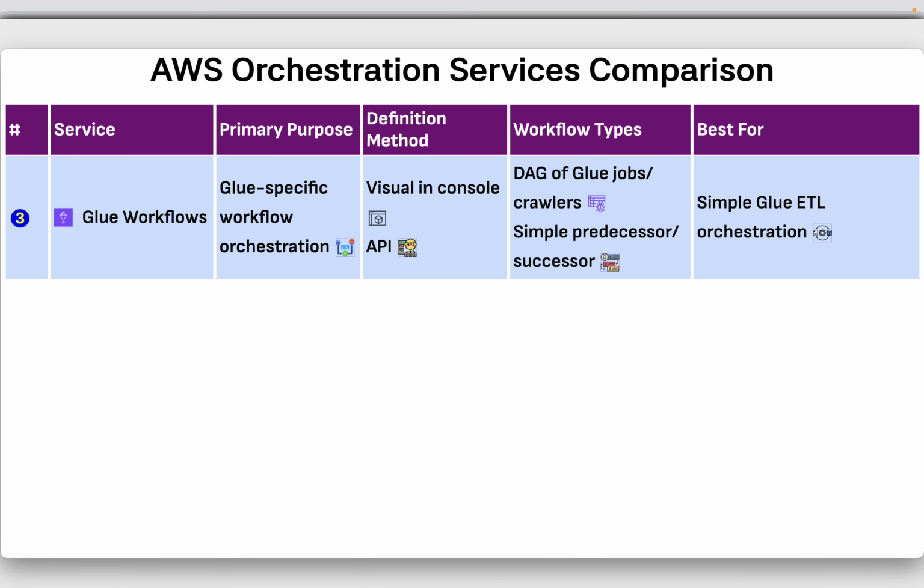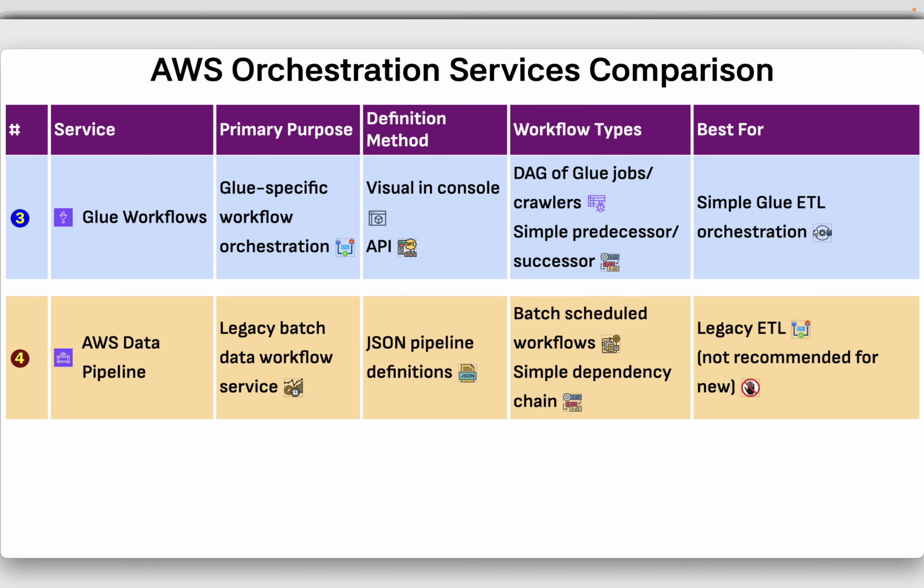Next one, Glue workflows. Glue also has its own workflow system. Primary purpose: Glue specific workflow orchestration. Definition method: you can define this workflow visually by putting boxes, arrows, all those things, and you can do this via APIs as well. Workflow types: DAG of Glue jobs, then Glue crawlers, simple predecessor and successor. Predecessor and successor means before and after. You can define those by drag and drop when creating this kind of workflow. Best for simple Glue ETL orchestration.